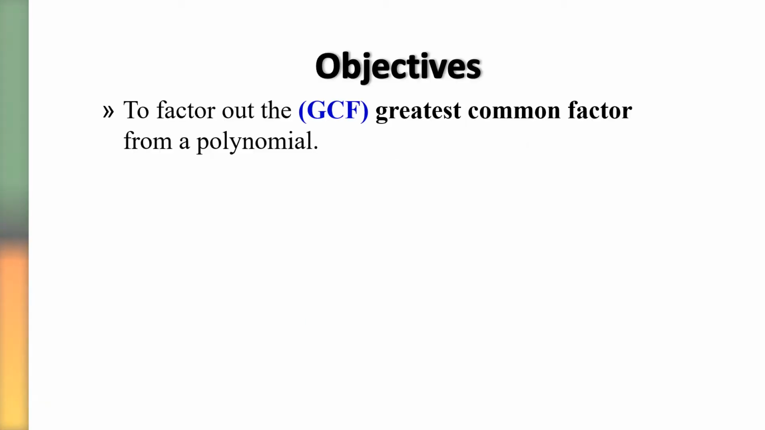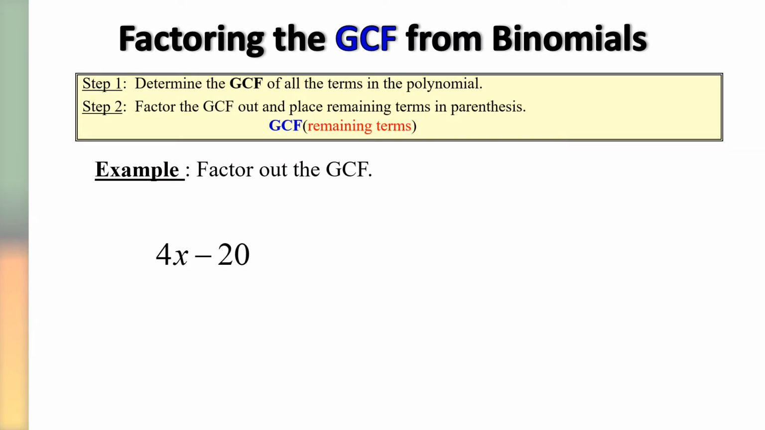In this lesson, we're going to factor out the GCF from a polynomial. Let's begin by factoring the GCF from binomials. Now the steps are: first, determine the GCF of all the terms that are in the polynomial. Second, factor out the GCF and place the remaining terms in parentheses.